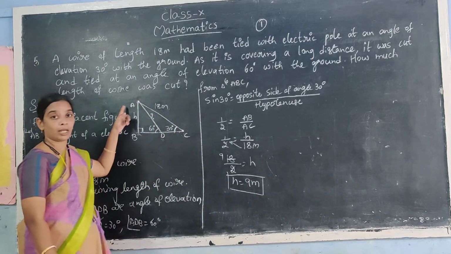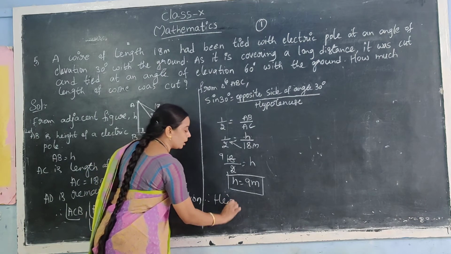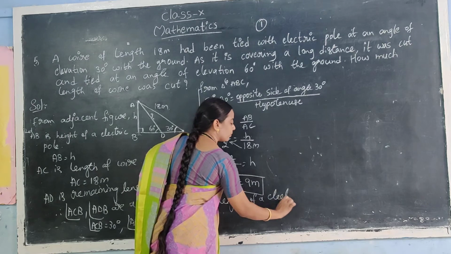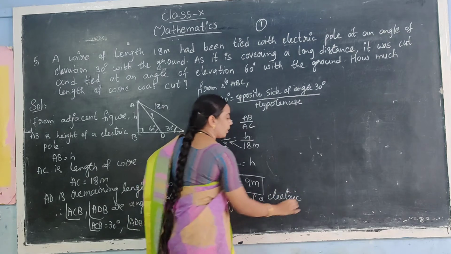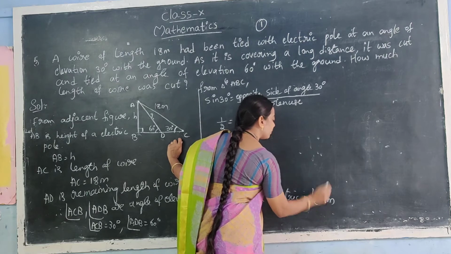H means the height of a pole. So write the height of the electric pole, that is 9 meters.